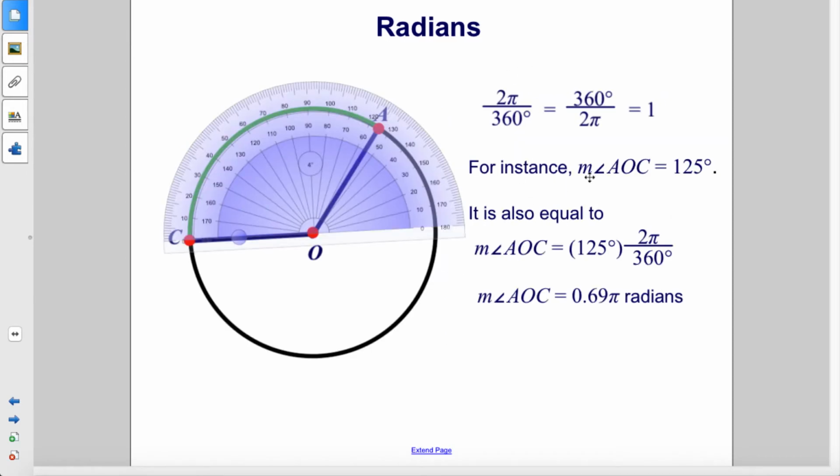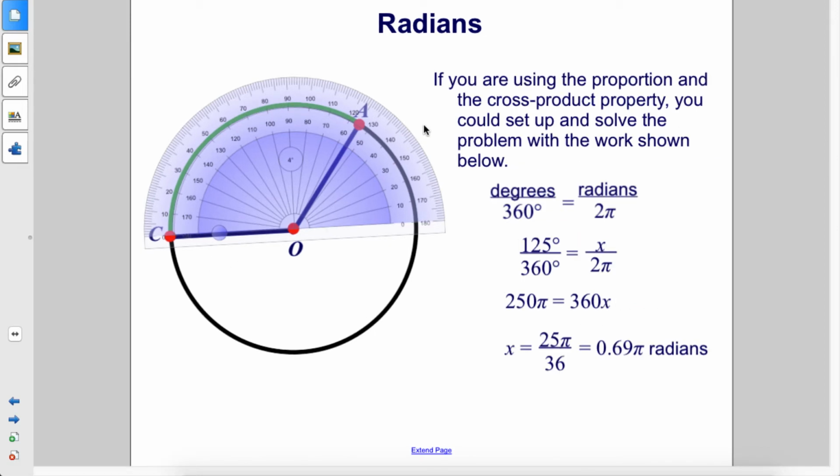For instance, the measure of angle AOC equals 125 degrees. So we have the measure of AOC equals 125 times the conversion factor here, 2 pi over 360, gives us a measure of 0.69 pi radians.